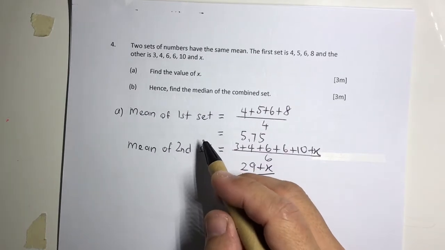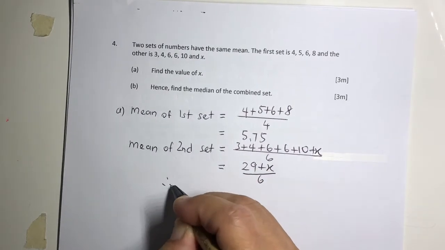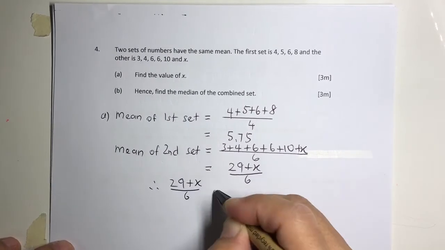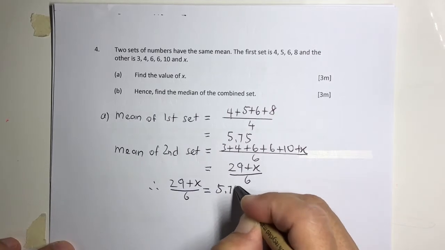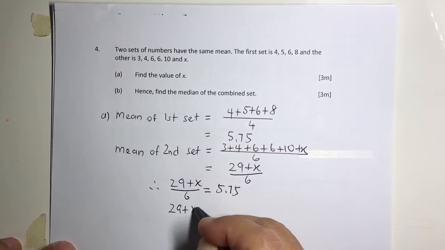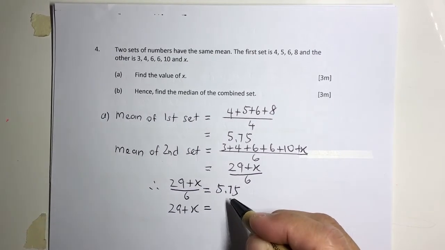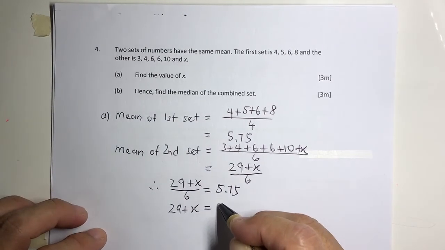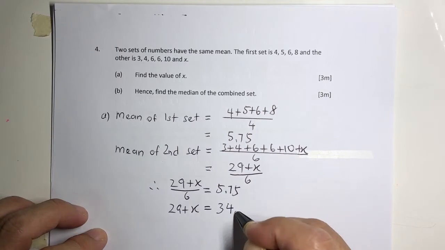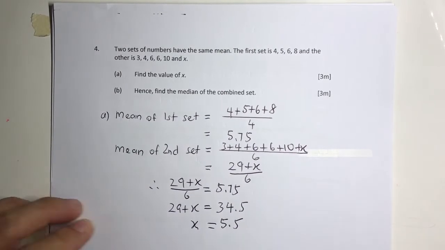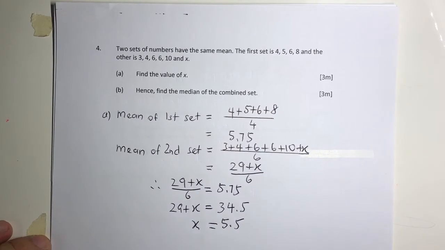Since the means are the same, therefore we can take 29 plus x divided by 6 equals 5.75. Multiplying both sides by 6 will give us 29 plus x equals 5.75 multiplied by 6, which gives us 34.5. So subtracting 29 will give us 5.5. So the unknown number is 5.5.